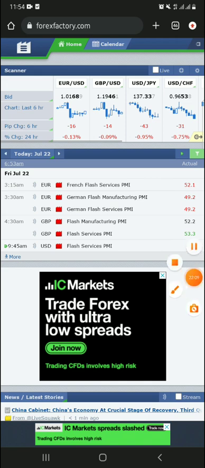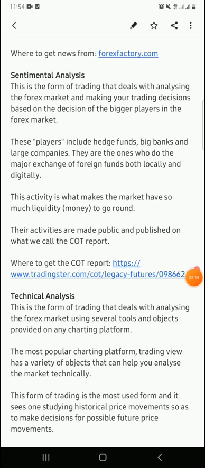So let's go back to our book. Right now we are going to be looking at the next form of trading, called sentimental analysis. Sometimes sentimental analysis is not really used a lot. Most times it's just once in a while that people use it, so it's the least used form of trading. But this form of trading deals with analyzing the forex market and making your trading decisions based on the decisions of the bigger players in the forex market.